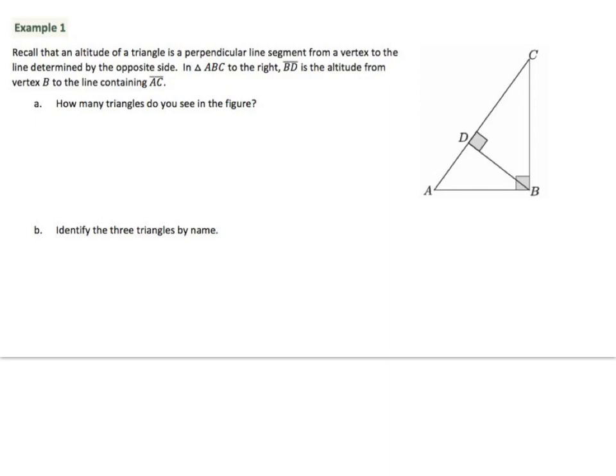Okay, example 1. Recall that an altitude of a triangle is a perpendicular line segment from a vertex to the line determined by the opposite side. In triangle ABC to the right, BD is the altitude from vertex B to the line containing AC.